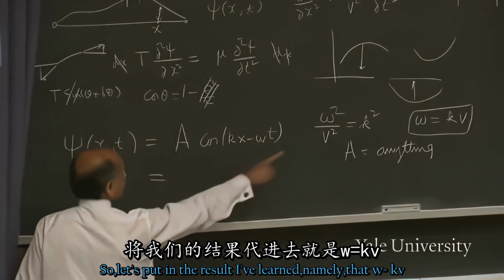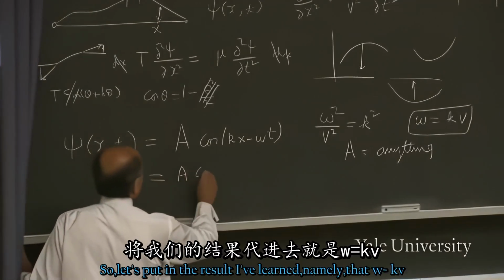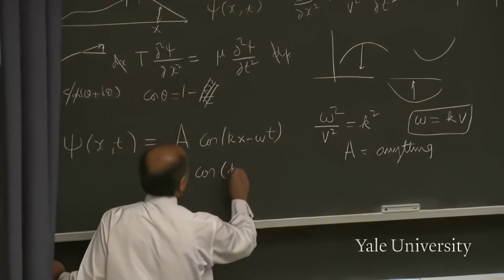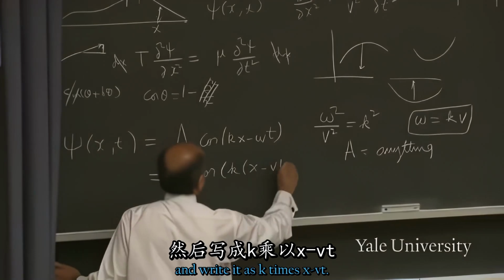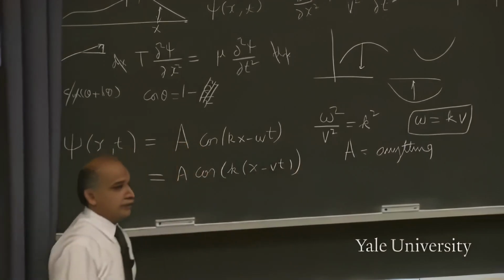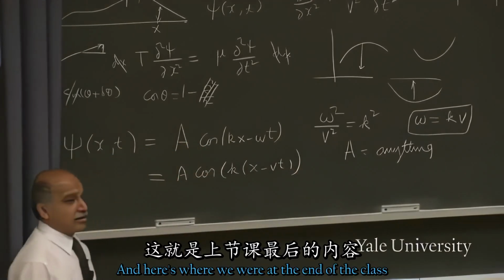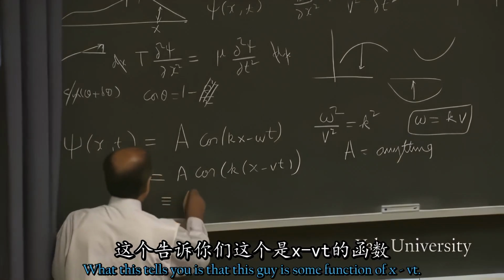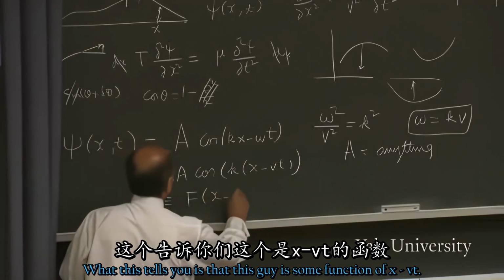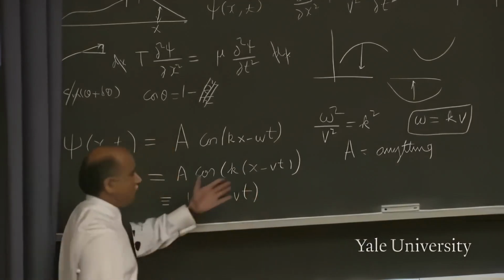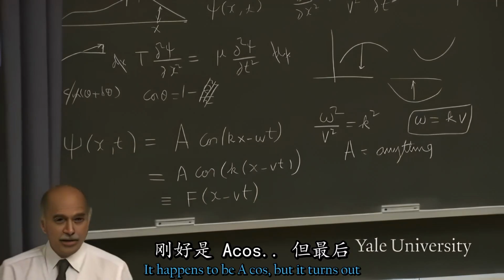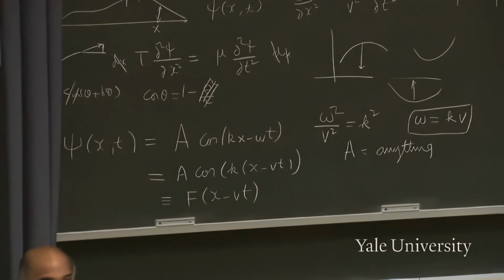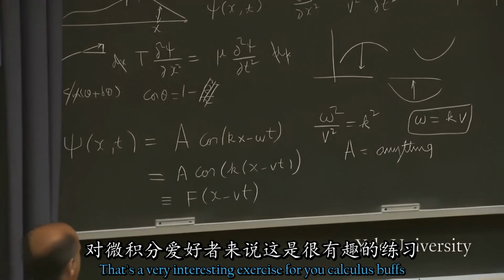So let's put in the result I've learned, namely that omega is equal to kv, and write it as k times x minus vt. And here's where we were at the end of the class. What this tells you is that this is some function of x minus vt. It happens to be a cosine, but it turns out any function of x minus vt actually satisfies the wave equation. That's a very interesting exercise for you calculus buffs.